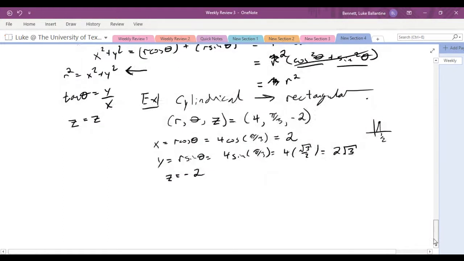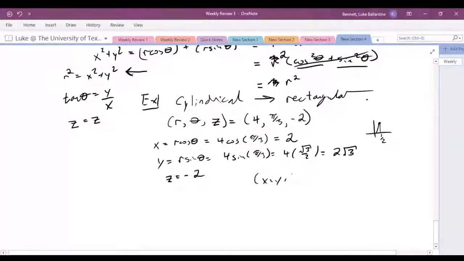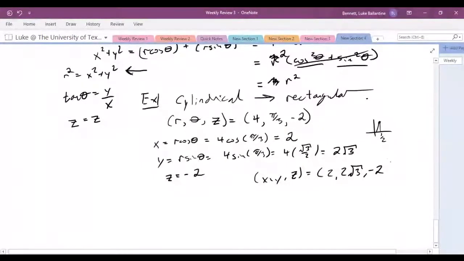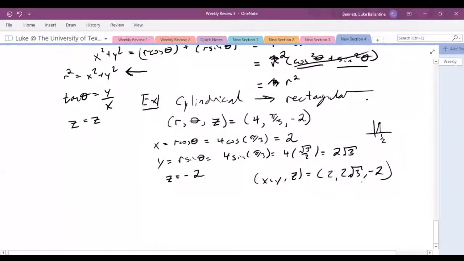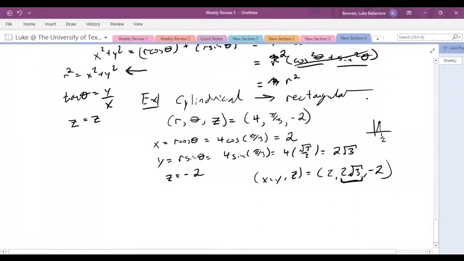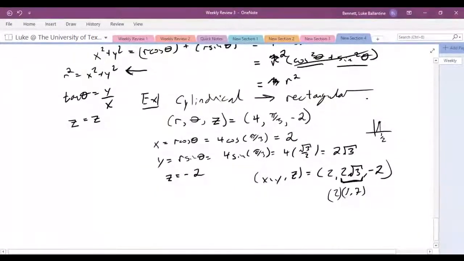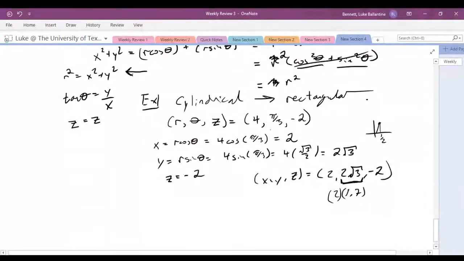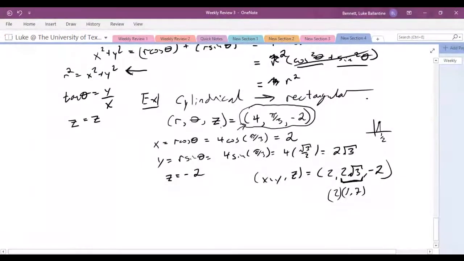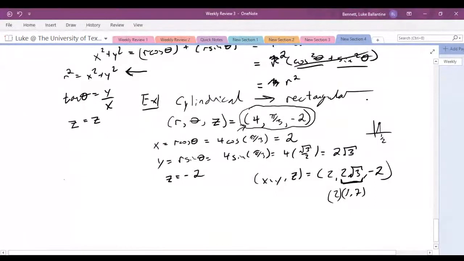So this gives us a point (x, y, z) equals (2, 2 root 3, negative 2). What is that? If you have a calculator, nice. If you could do it, like, okay, this is like 1.7 times 2. But it would just be easier to graph it in cylindrical at this point. So if we want to graph this point in cylindrical coordinates, let's do that off to the side.